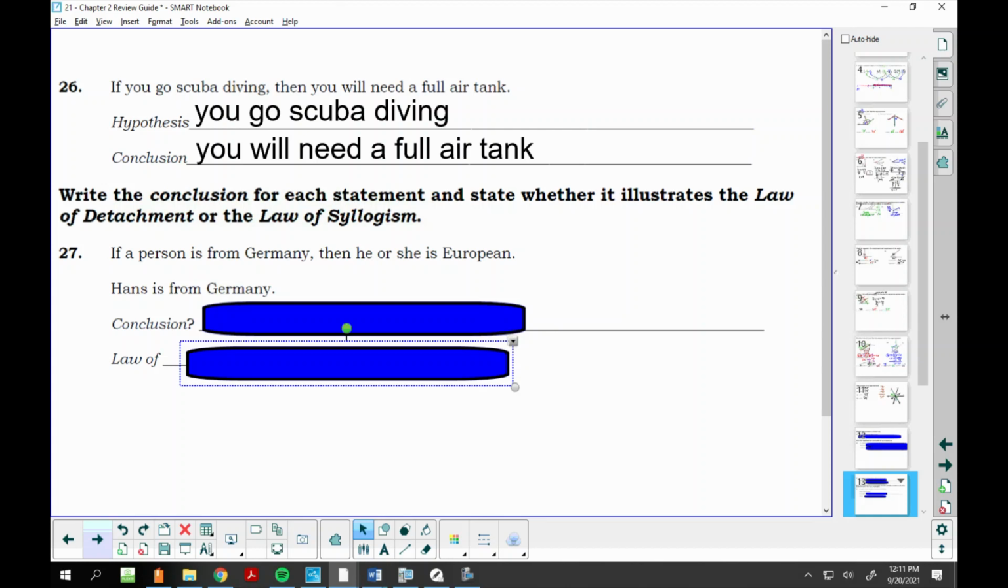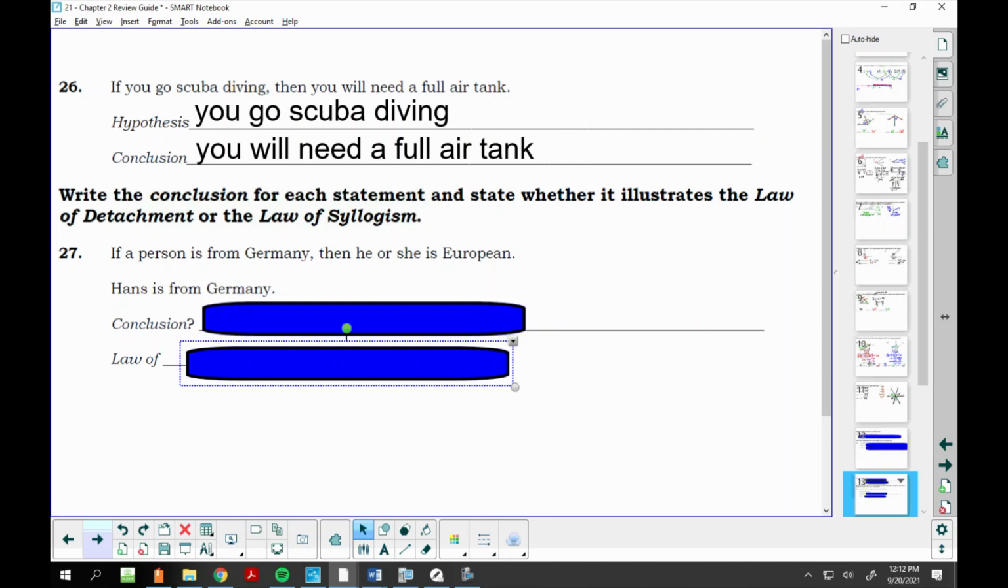All right, if a person is from Germany, then he or she is European. So, law of detachment or law of syllogism. Law of detachment gives you one if-then statement and tells you the hypothesis is true. So this is one if-then statement, and I'm telling you, if a person is from Germany, I'm saying Hans is from Germany. Okay? Hans is from Germany.